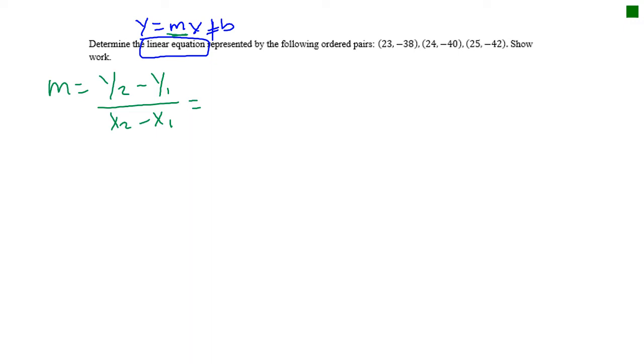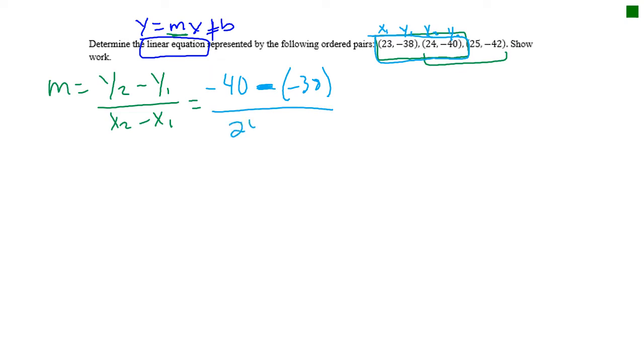All you have to do is pick 2 points. I'm always going to pick the very first two. If the very first two do not work, go to the next 2 points. All right, but for this one, I'm using the first two. All right, the very first point is x1, y1, x2, y2. All right, so y2 is -40 minus -38. Don't forget that it's a minus, and even though the next number is negative, you have to put it in parentheses. Don't forget it's minus in the middle. All right, over 24 minus 23.